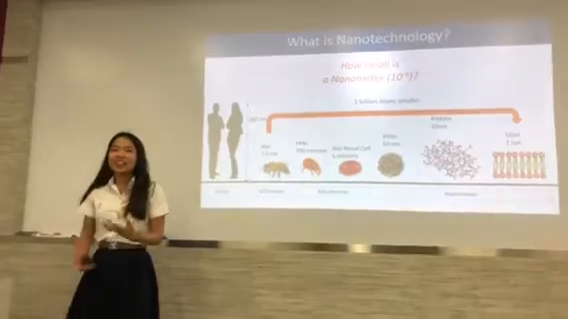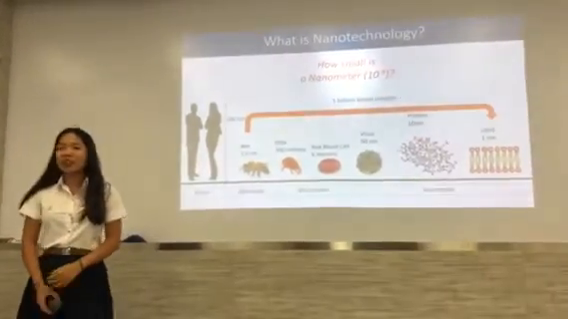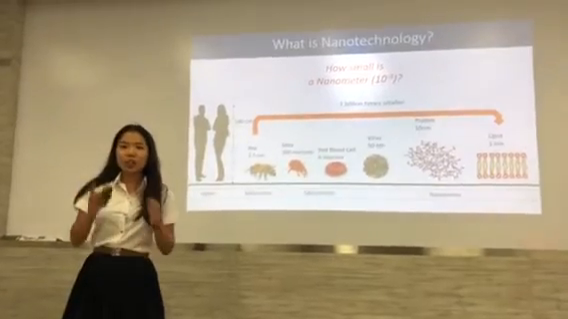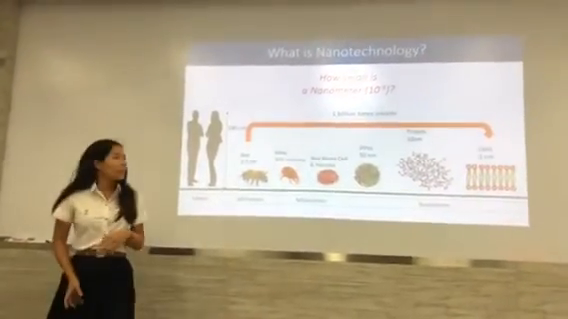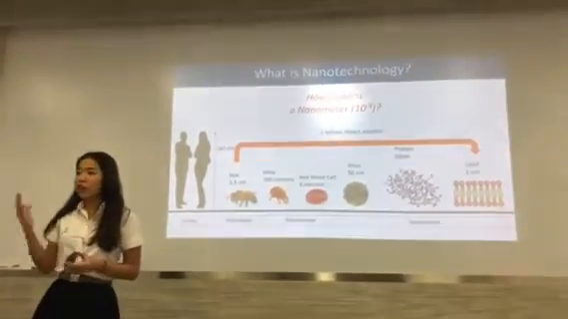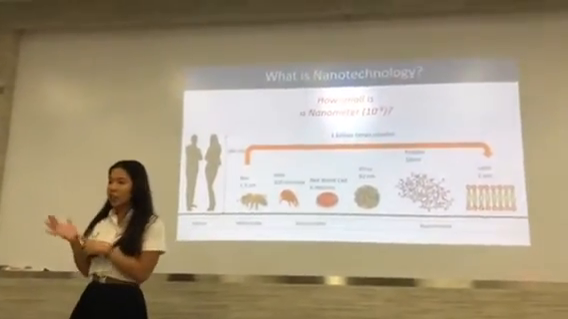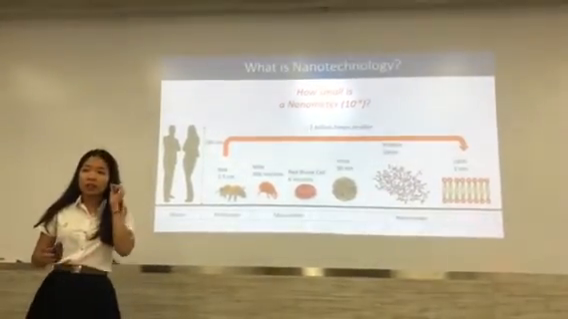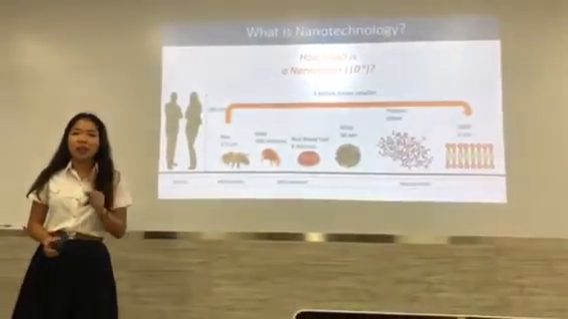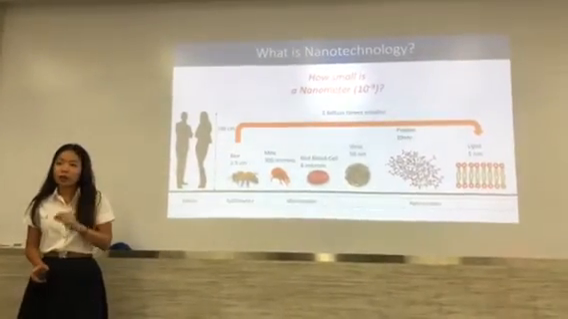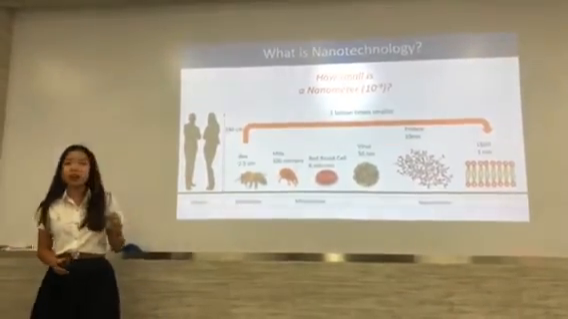So, what is nanotechnology? Nanotechnology is a branch of technology that deals with dimensions in nanometer size. So how small is a nanometer? Take a look at your hand. You cannot see a germ or a virus, right? Yeah, because it is so small that even your eyes cannot see. And the nanometer scale is even smaller than that.